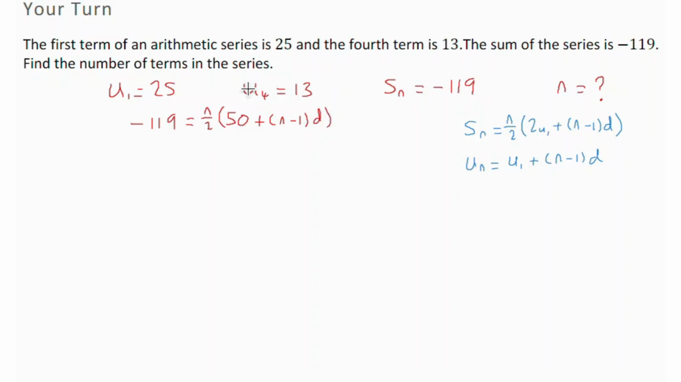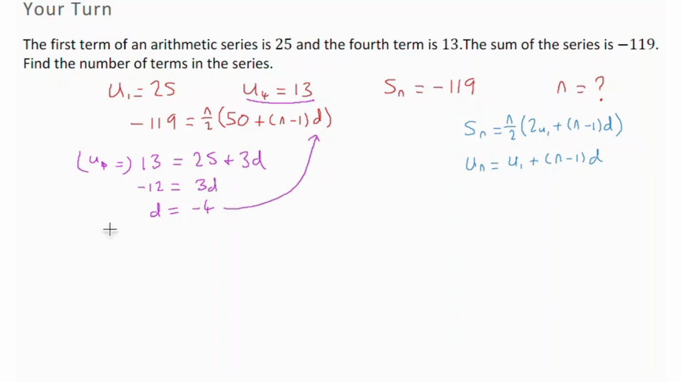Well, yes, we can. We can do that using the u4, using this bit here, because we know that 13 is equal to u1, which is 25, plus n minus 1. Well, we're in u4 here. Write that there. u4 is equal to all of this. So this is going to be 3d. Take away the 25, we get minus 12 equals 3d. So d is equal to negative 4. Well, now we know d, we can substitute that into what we had up here.